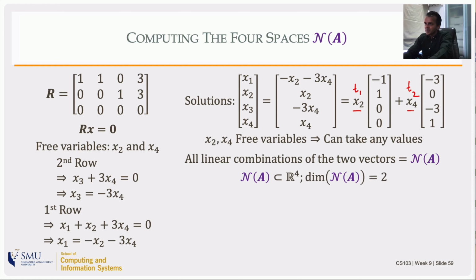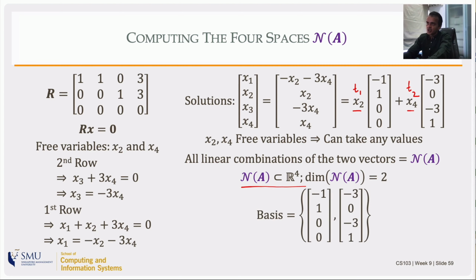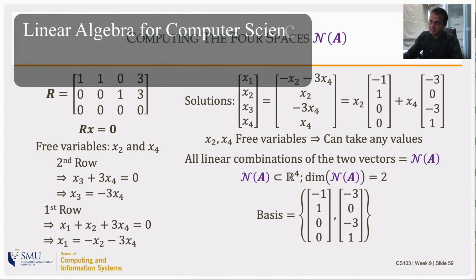Now I can actually specify the null space. The null space is a subspace of R4 because 4 variables. The dimension is 2 because of the number of free variables. And the basis would be the complete solution that I just found here: minus 1, 1, 0, 0, and minus 3, 0, minus 3, 1. So it's a bit more tedious and more involved to find the null space. And you have to review this process of finding the complete solution. That's very important. And that is actually the process of finding the null space also.